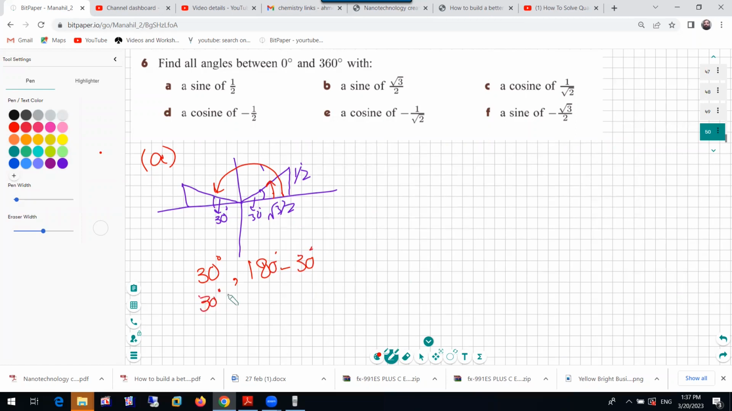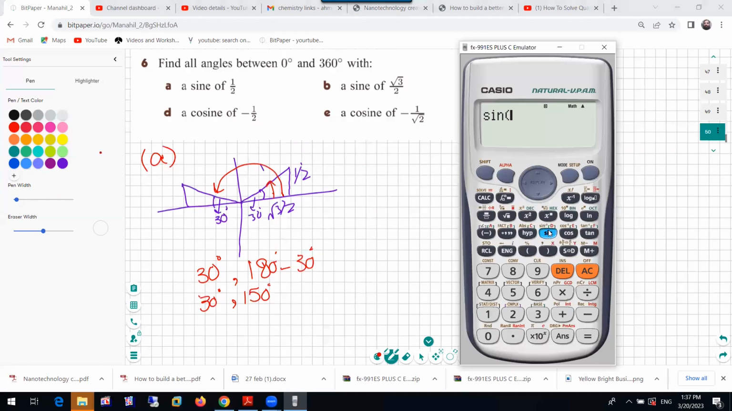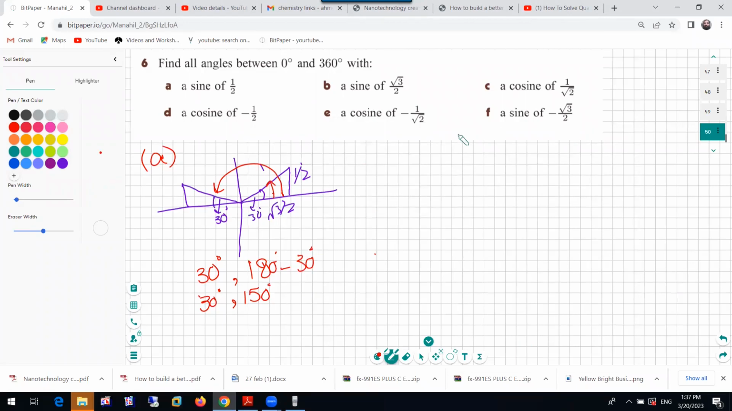So 30 and 150 degrees. For both values, sine 30 and 150, both are equal to half. We can check it. Sine 30 is half, right? And sine 150 is also half, like this. Done?